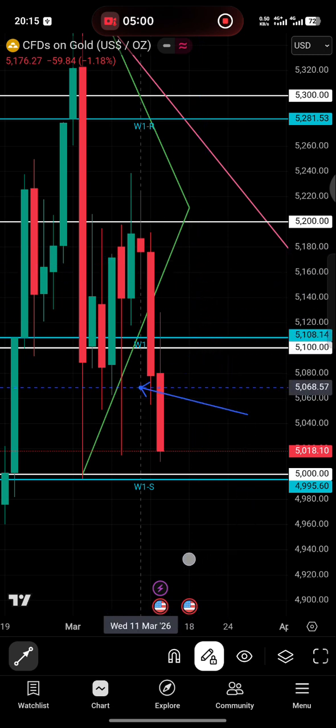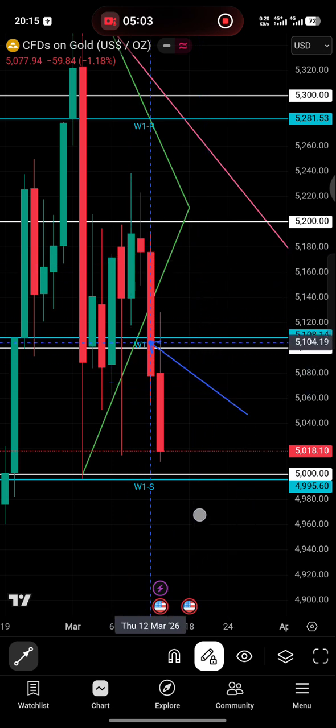Because the big money needs to take out liquidity to profit, right? If the big money isn't profiting, who is profiting?